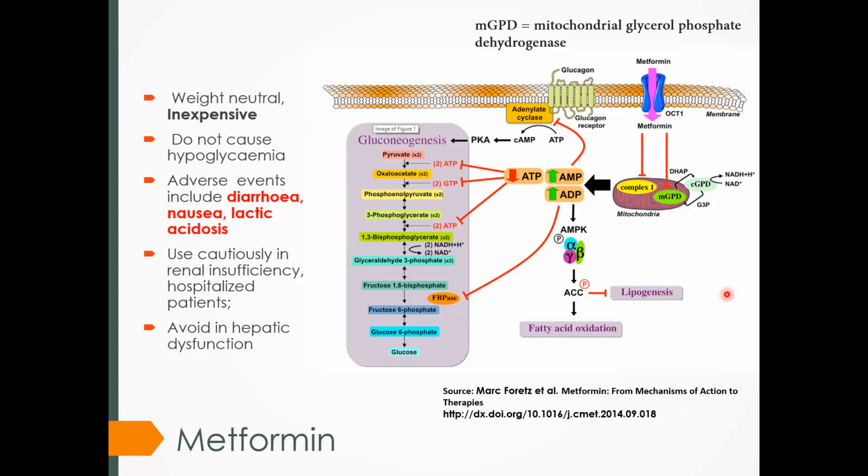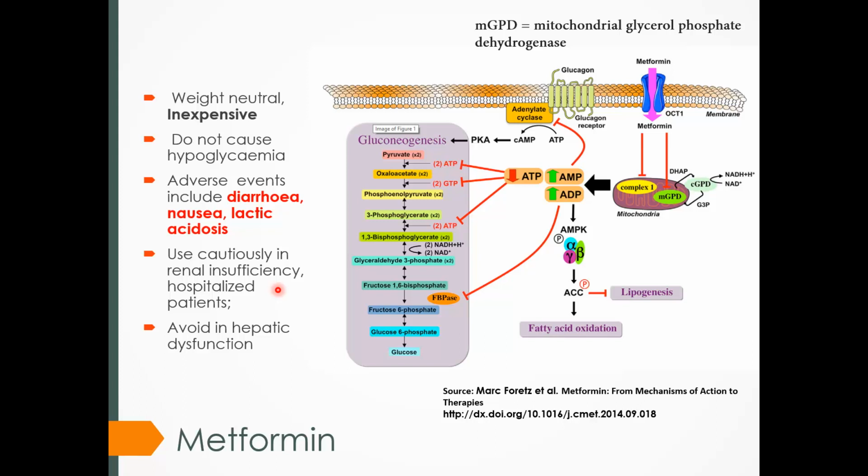There is also another proposed phenomenon that metformin increases glucose utilization in the muscle and adipose tissue, mainly in the muscle. This is also probably done by the AMPK pathway, but the pathway is not very well understood. Metformin should be used cautiously in patients with renal insufficiency and hospitalized patients, because there is a chance of lactic acidosis in those patients.